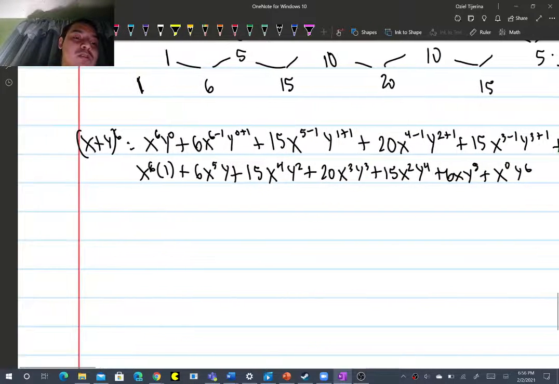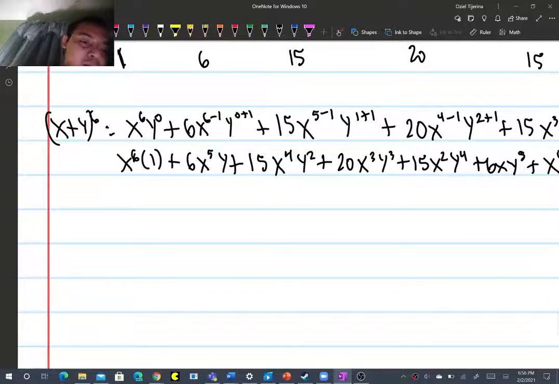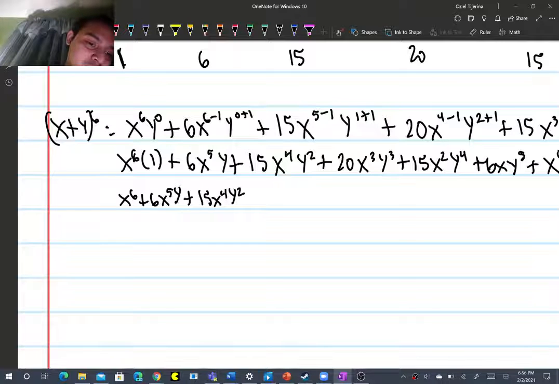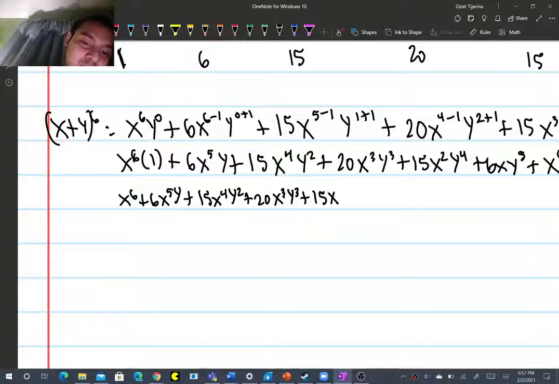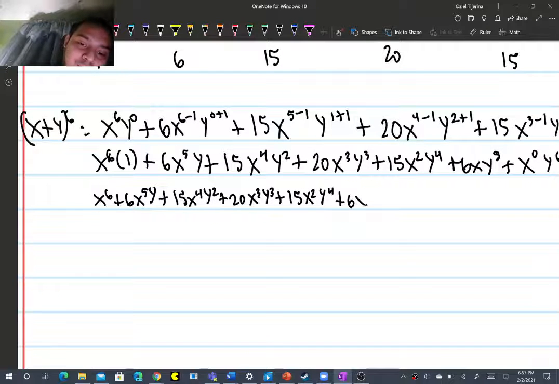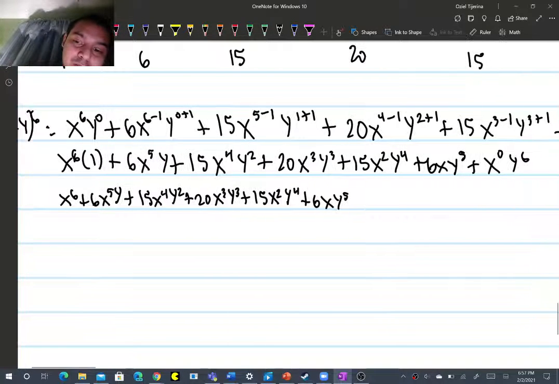So then, looking at this, we get x to the 6 plus 6x to the 5th y plus 15x to the 4th y squared plus 20x cubed y cubed plus 15x squared y to the 4th plus 6xy to the 5th plus y to the 6th. Basically 1 times y to the 6th, but it would just be y to the 6th.